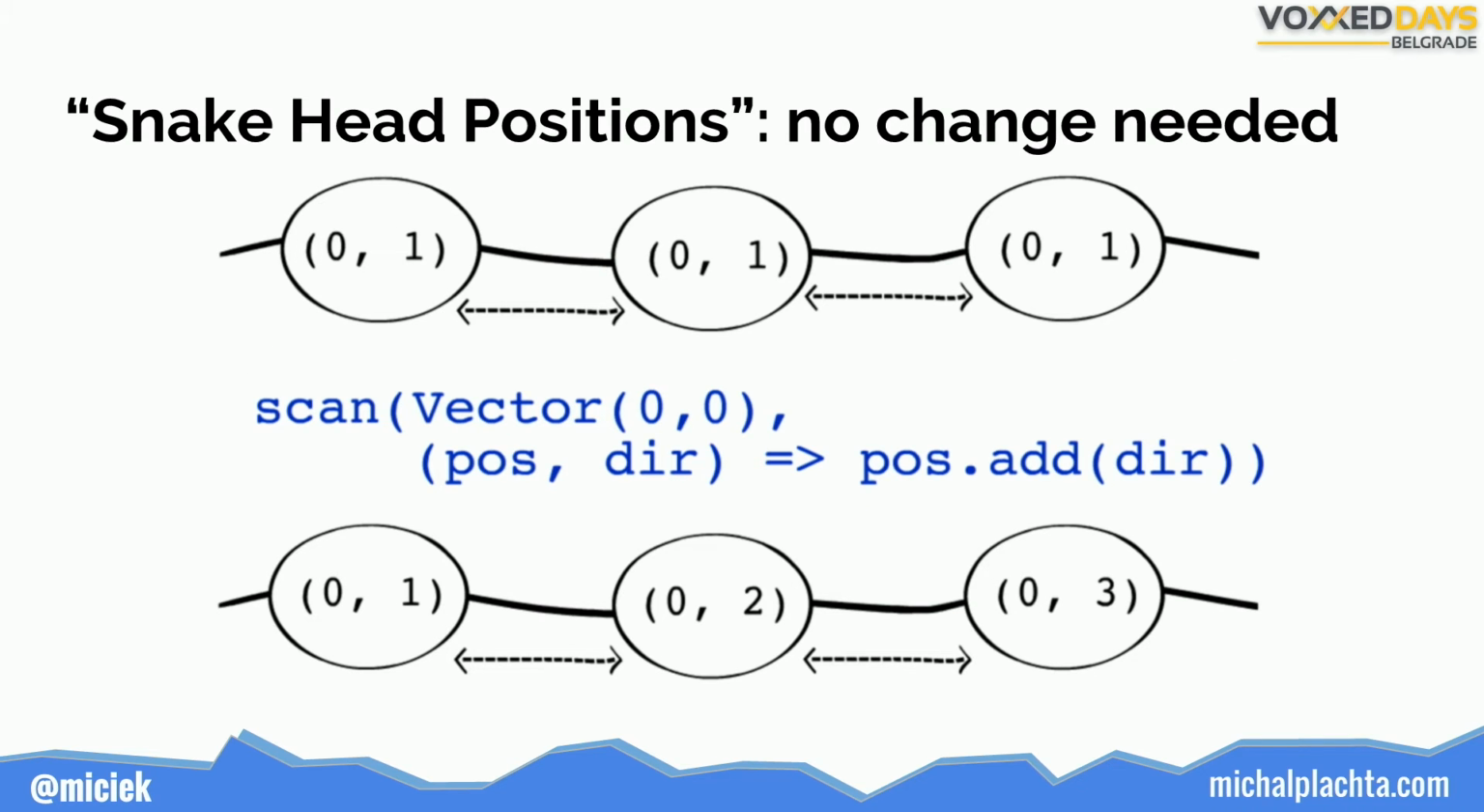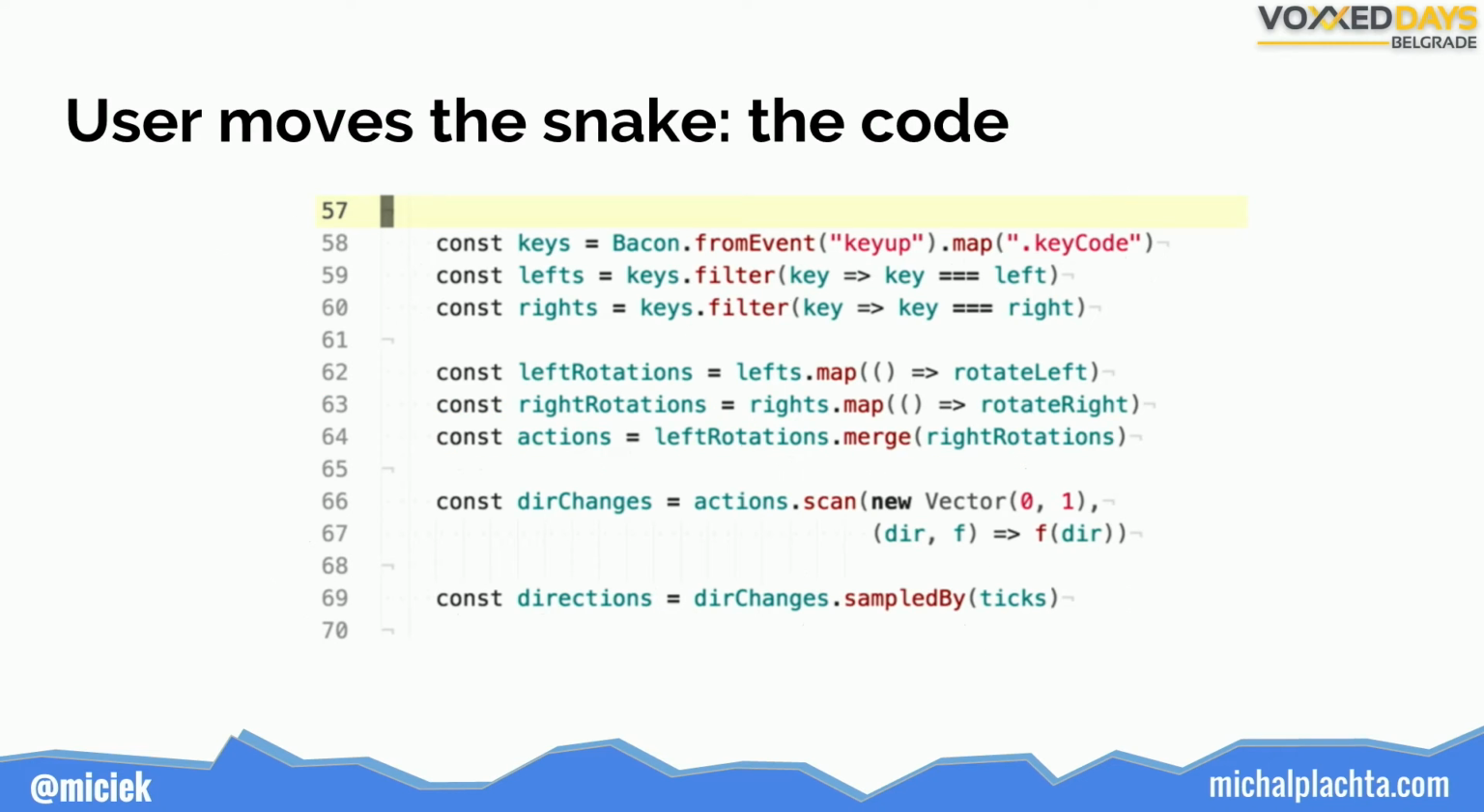Okay. Now the cool part is streams are reusable, and we reused direction stream in snake head position stream, and now we don't really need to change it. It will use just the new direction stream, and the position will be properly output. This is how it looks in the code. I'm not lying. This is all we need in order to implement our business logic.